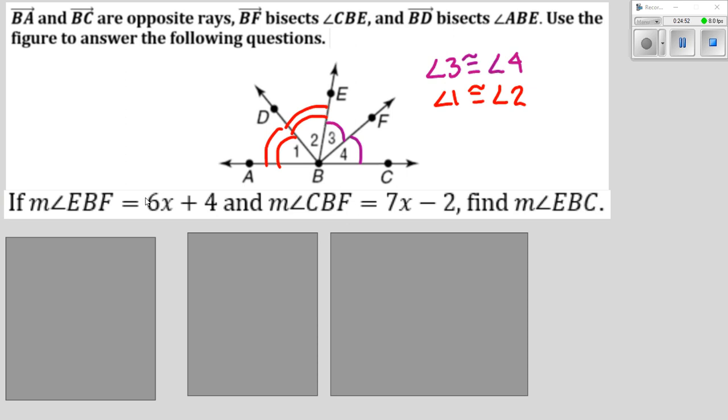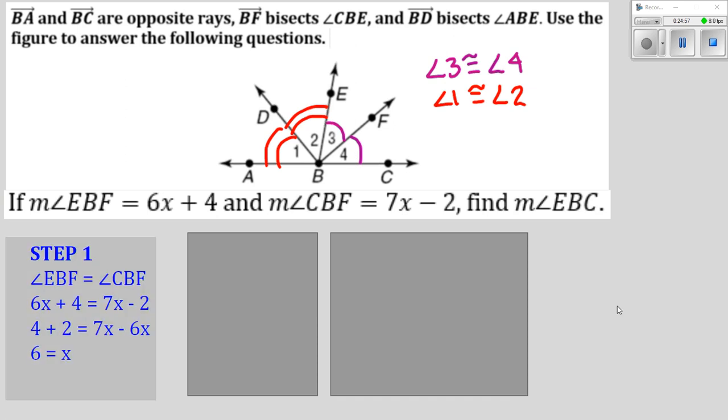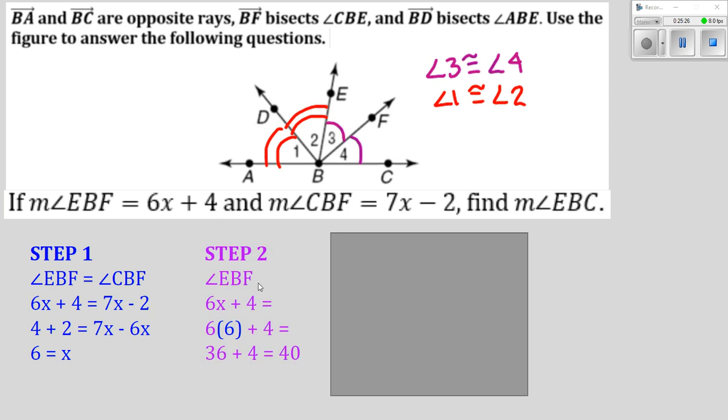All right, so we know that these two angles, 3 and 4, are congruent to each other. So that means we're going to set it equal to each other, as I've shown here, and I found x to be 6. Now, I need to plug in my 6 into one of these angles, because I know that if angle 3 is a certain measurement, it has to be the same as angle 4. So basically, I'm going to take that answer and double it to find my total angle for EBC. So I took EBF, I plugged in the 6, and got 40.